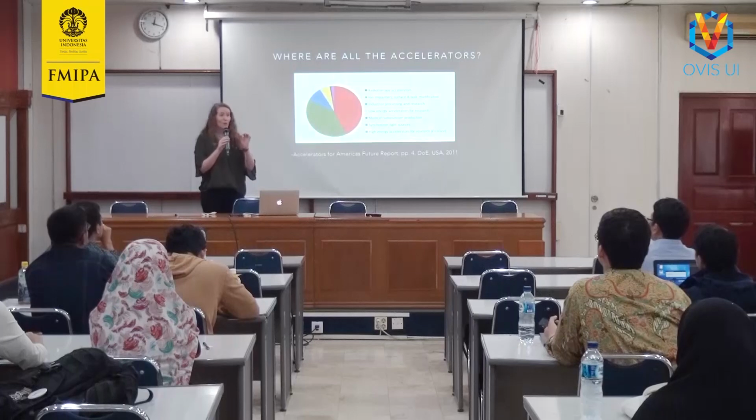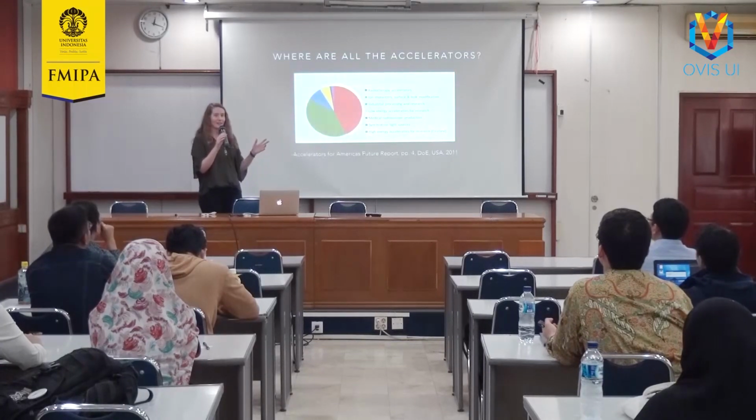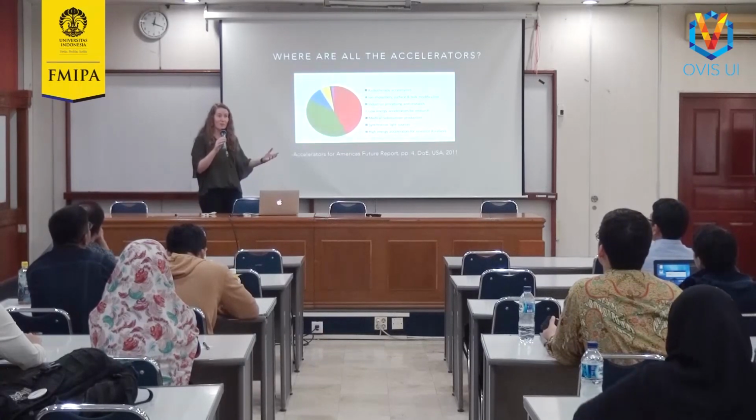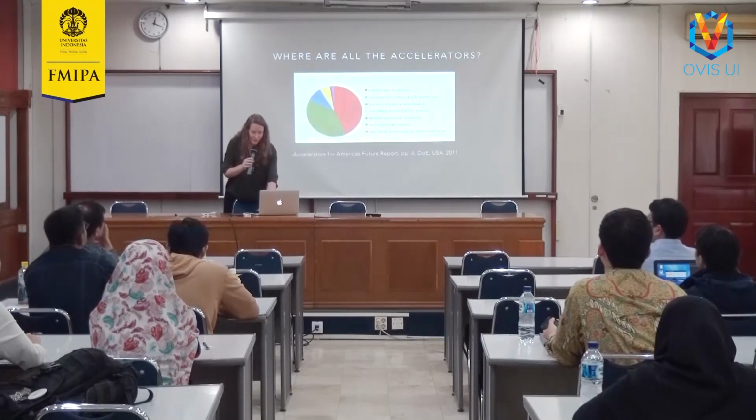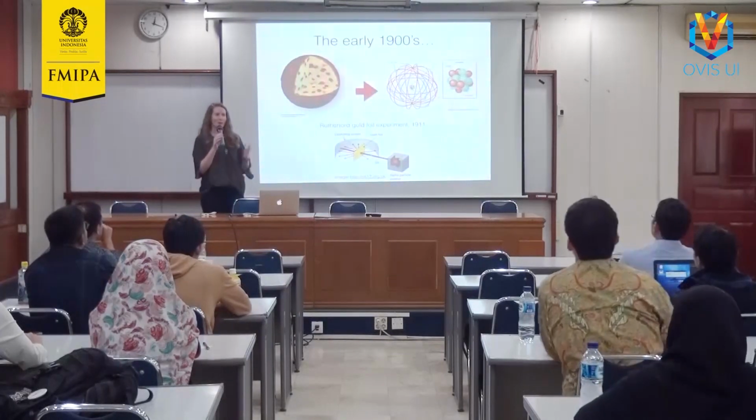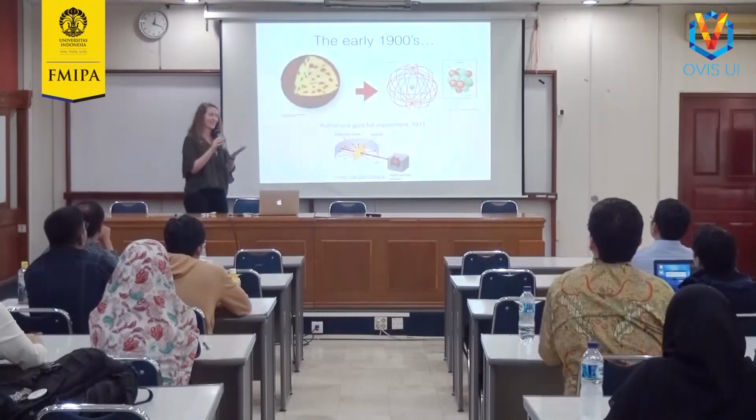Or I should say, less than 1% are the big machines used for research and particle physics. And usually when I say particle accelerators, that's what people think of as the very big ones. But by numbers, the small ones are much, much more common. So where did this all come from? Why do we have particle accelerators in the first place?